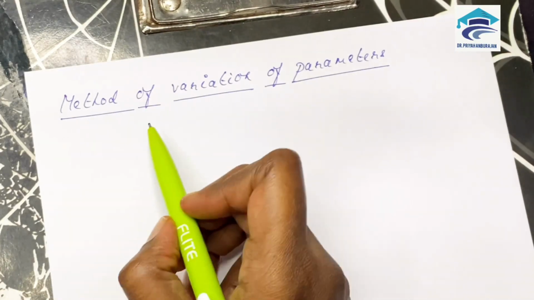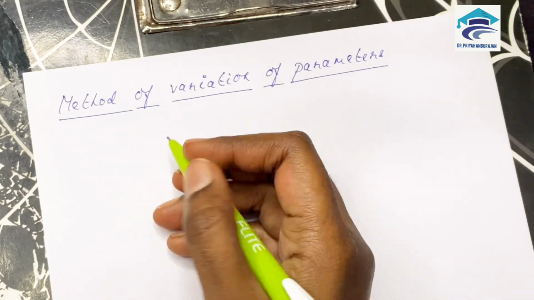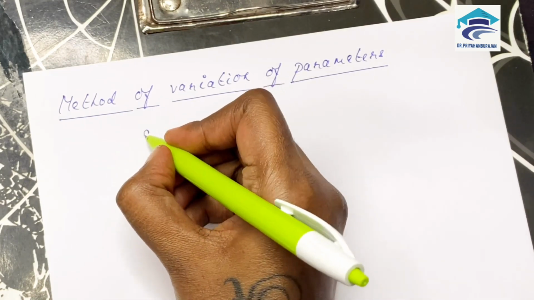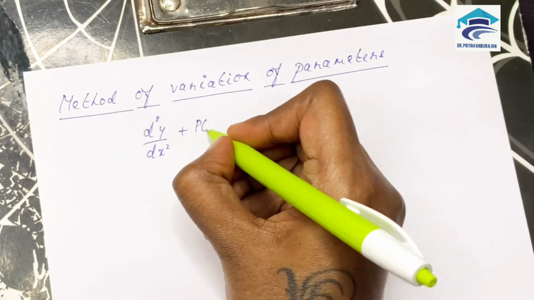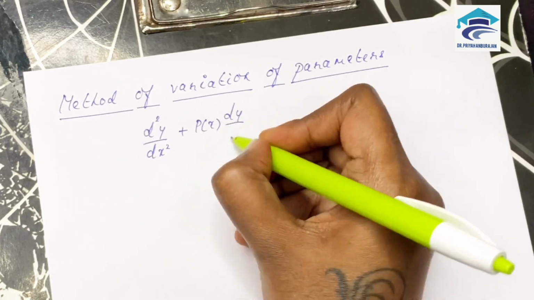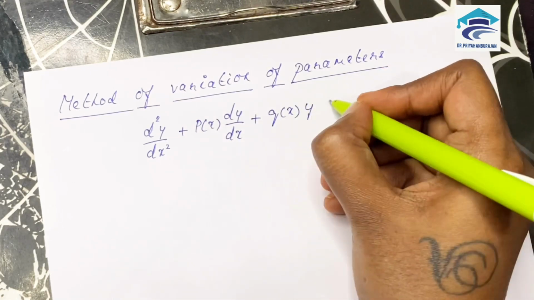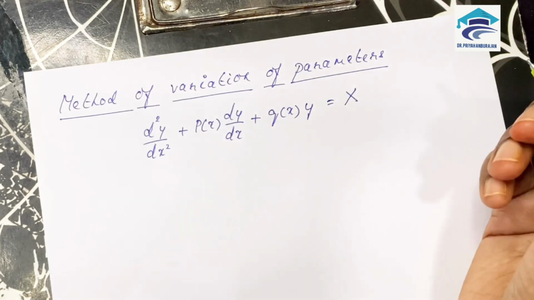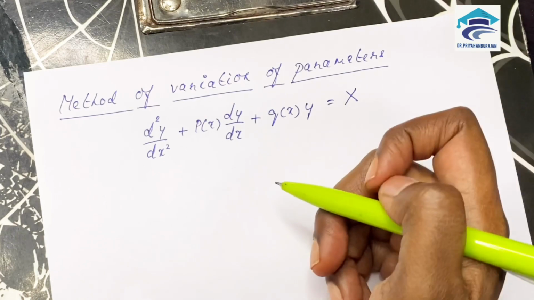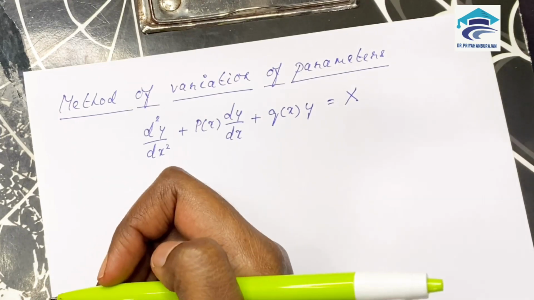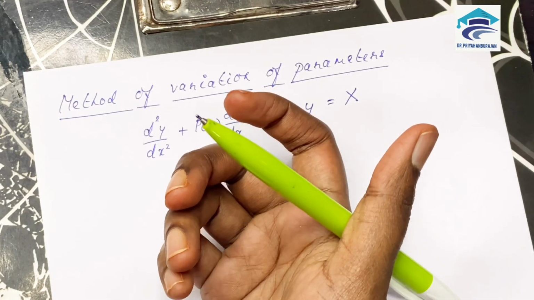Today let us see the method of variation of parameters, and this method is useful to find the solution for an equation of the form d squared y by dx squared plus p of x dy by dx plus q of x into y is equal to X. And here p, q and X are functions of small x. Let us find the particular integral, and we are going to find it like a proof.